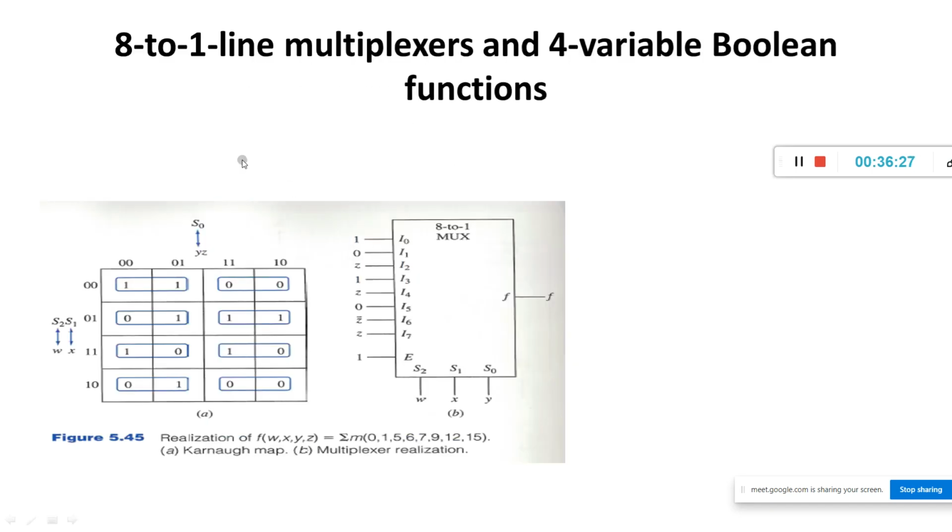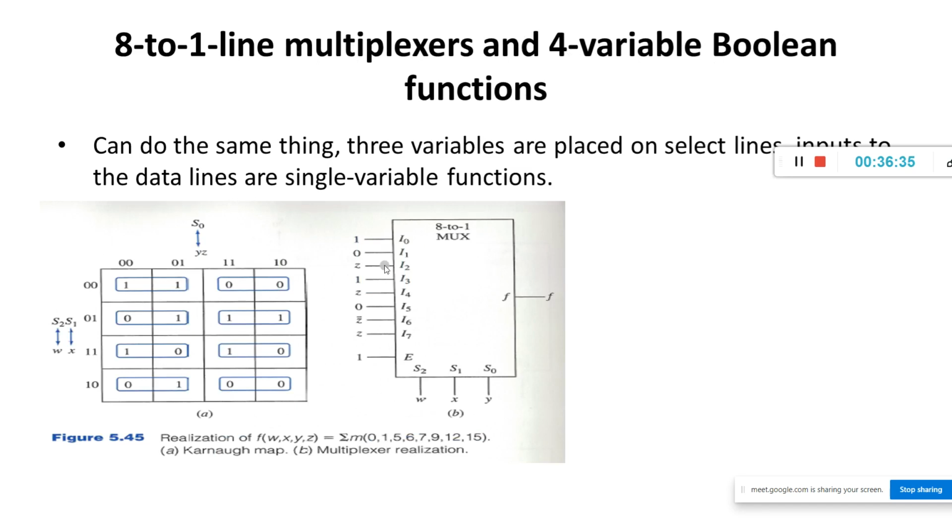Next, 8:1 multiplexers and 4 variable functions. We can do the same thing. 3 variables are placed on the select lines, and inputs to the data lines are single variable functions. Here the problem is given f of wxyz, which is a 4 variable function implemented using an 8:1 mux. How to do that? See here, the given minterms are 0, 1, 5, 6, 7, 9, 12, 15.